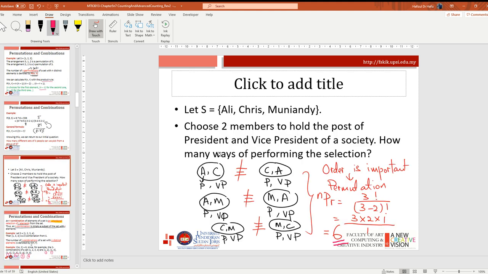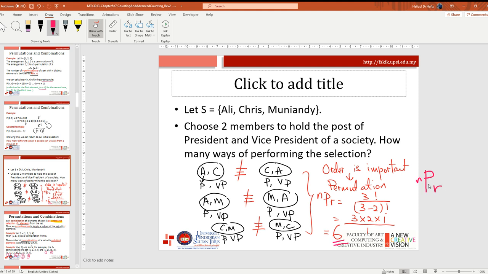Okay, how many different sets of 3 people can we pick from a group of 6? Let S be Ali, Chris, and Munandi. This one is an example for permutation: choose 2 members to hold the posts of president and vice president of a society. How many ways of performing the selection? Order is important for the permutation. So AC, where the first is president and the second is vice president, is not the same as CA, because the order is important.